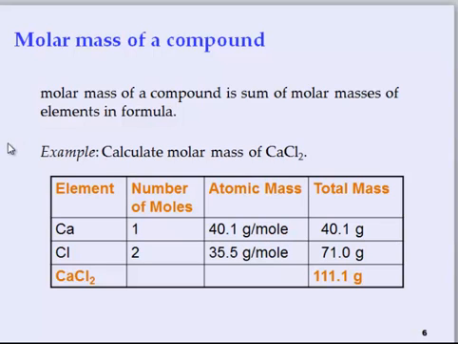Here is another example in which we see the molar mass of a compound, calcium chloride. Calcium has 1 atom, and its atomic mass is 40. Chlorine has 2 atoms, and each atom is 35.5. 35.5 times 2 is 71. And the total comes out to 111 grams. So 111 grams would be the molar mass of calcium chloride.